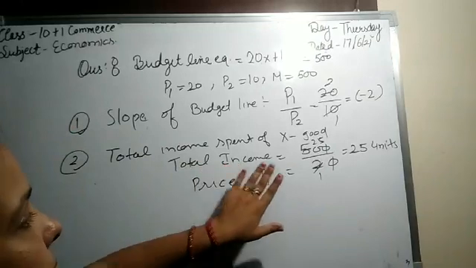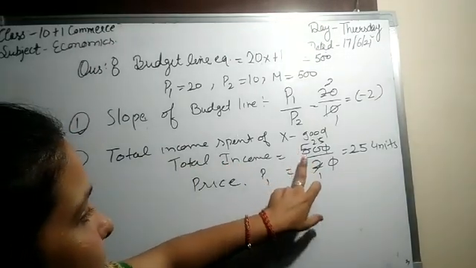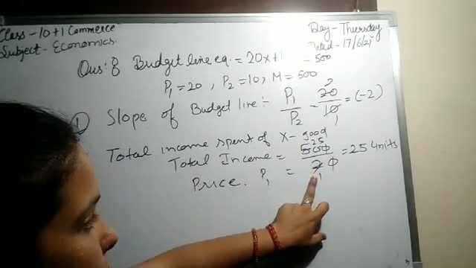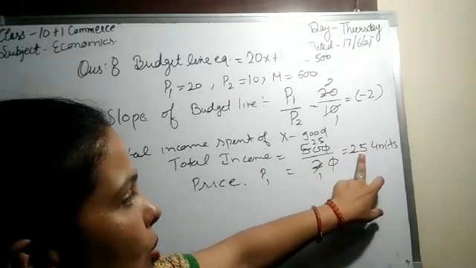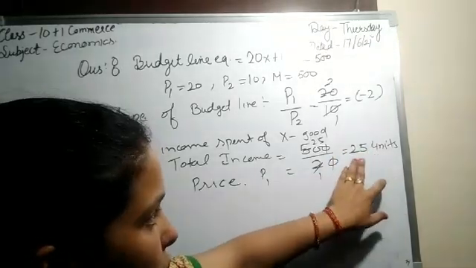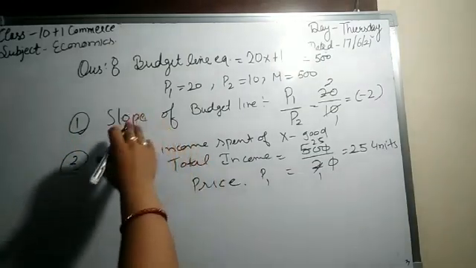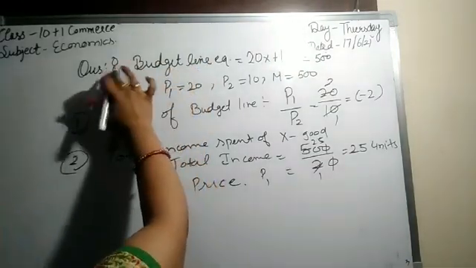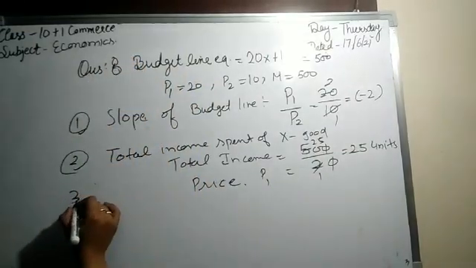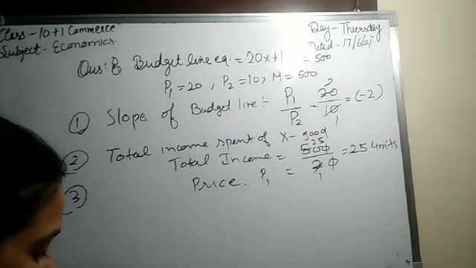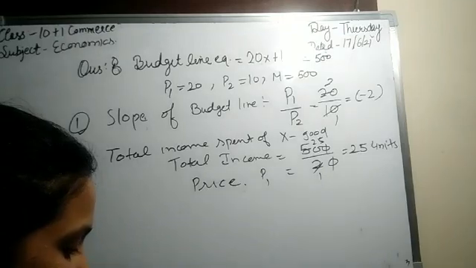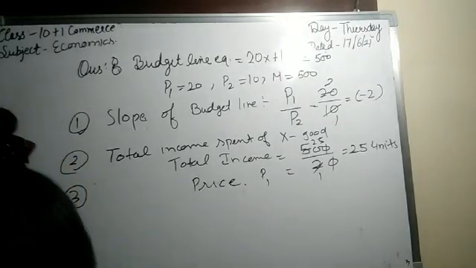So we have to calculate this. When we divide the total income by the price of X commodity, we get the units, that is, how many units are purchased. So the units are 25. So the second part of question number 8 is also solved. Next is the third, where the question is: when the price of X commodity falls by 50%.